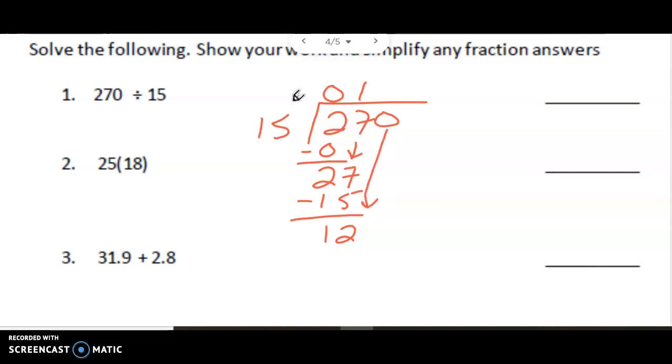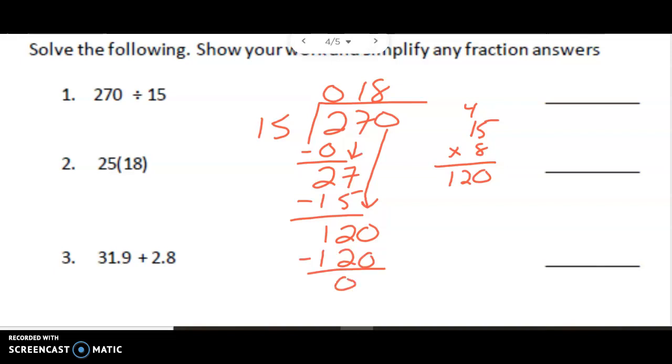Bring down my 0. Now, 15 goes into 120. Now think about this. It's got to be a big number because 15 times 10 is 150. So it's going to be close to 10, a little bit less. So we're going to try with 8. So let's do 15 times 8. Gives me 40, carry my 4. 8 times 1 is 8, plus 4 is 12. So 15 times 8 is 120, so therefore it's going to be 18, 0 left over.